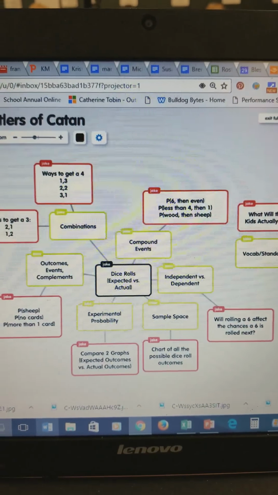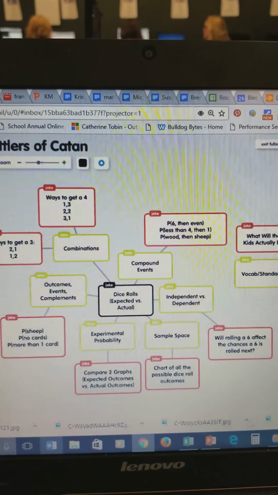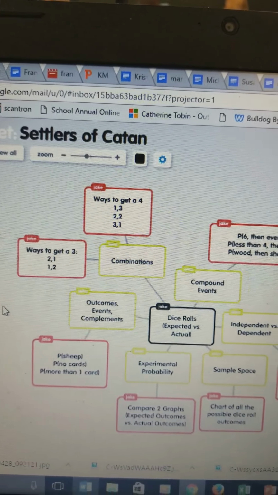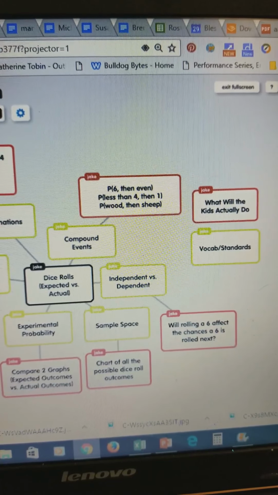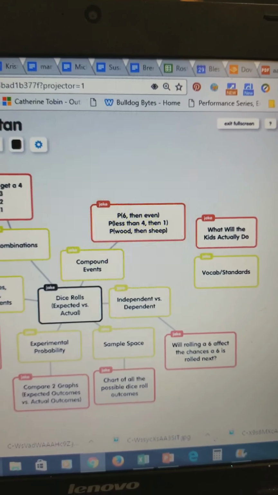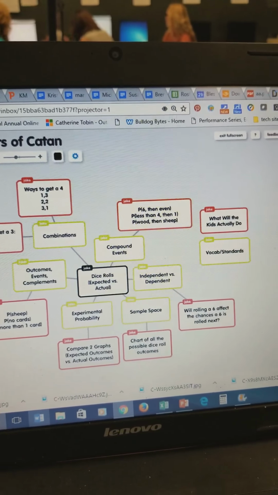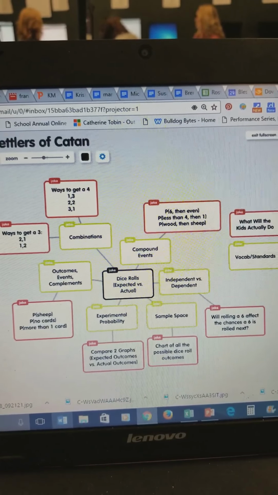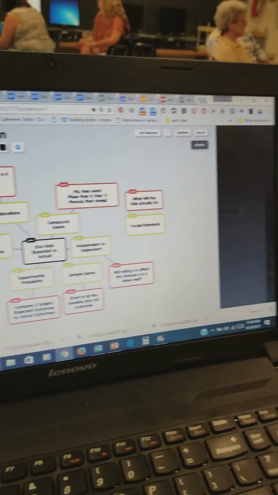The green boxes are all vocab or standards or things that I have to hit. Independent versus dependent events, experimental probability, outcomes, events, combinations, things like that. And then the red boxes are all ways that the kids will actually do it, to see if I could actually check every box from the chapter through a board game. And because of how complex this board game is, I'm able to. So all of those things are potential questions that they could generate or they could answer.